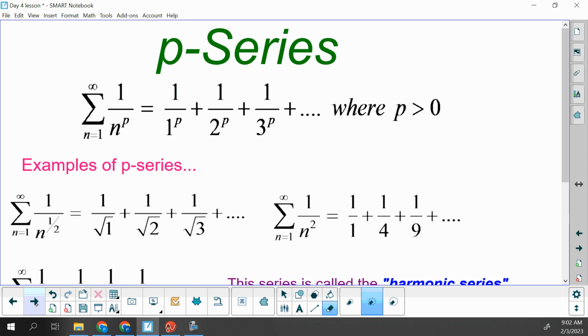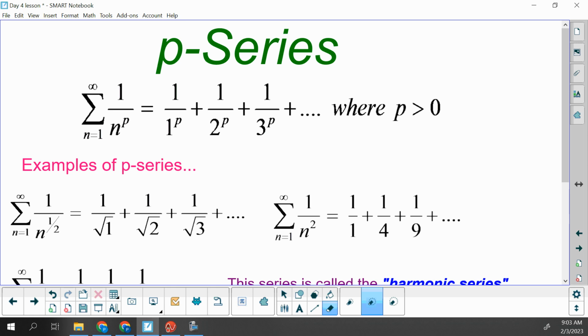Well, a p-series is when you have 1 over n raised to some positive number in the denominator. Now, if you had some constant other than 1 in the numerator, that's okay too. You would just pull that constant out front. So like if we had 5 here, we could throw the 5 out front and it would still just be a p-series. So if we see a few of those terms, it's 1 over 1 raised to whatever p is, plus 1 over 2 raised to whatever p is, 1 over 3 raised to whatever p is, and so forth.